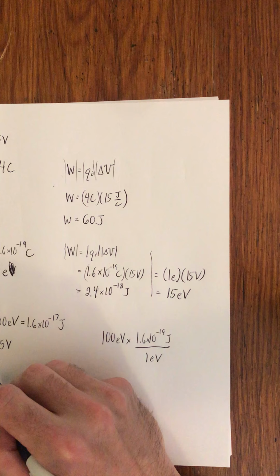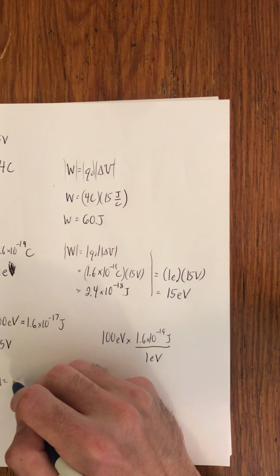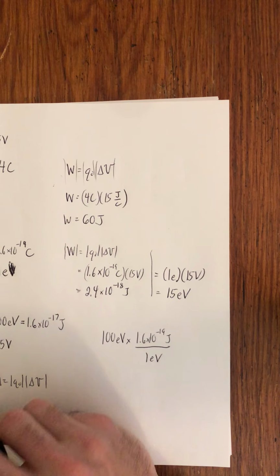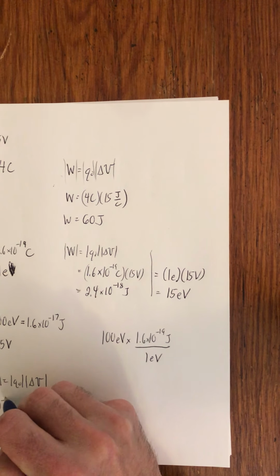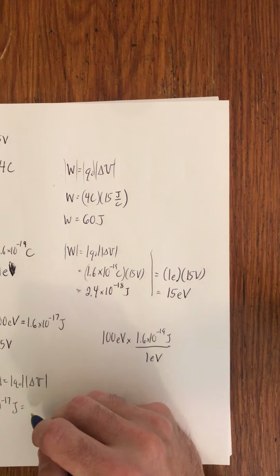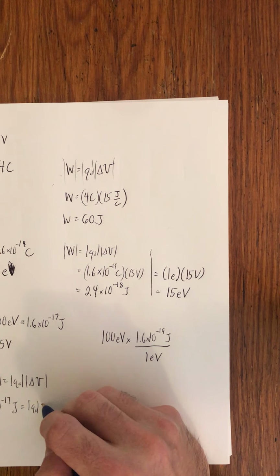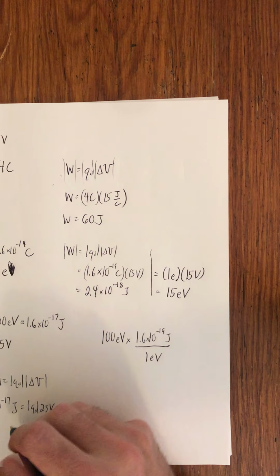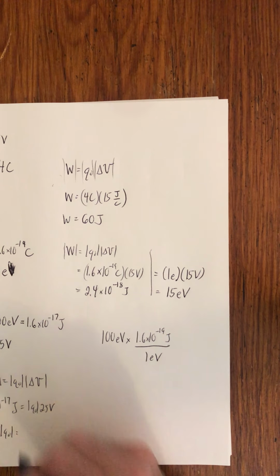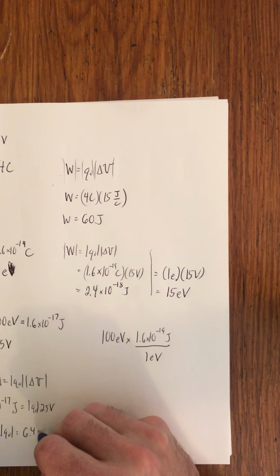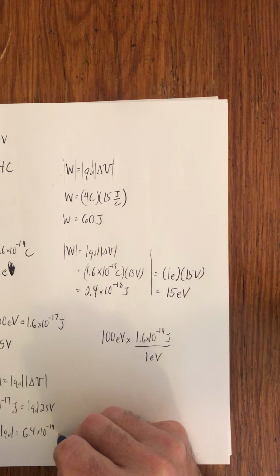And then I can just use work is equal to charge times potential difference. And I get the 1.6 times 10 to the negative 17th joules is equal to Q naught times 25 volts. And so then Q naught is equal to 1.6 times 10 to the negative 17th divided by 25, and that's 6.4 times 10 to the negative 19th coulombs.